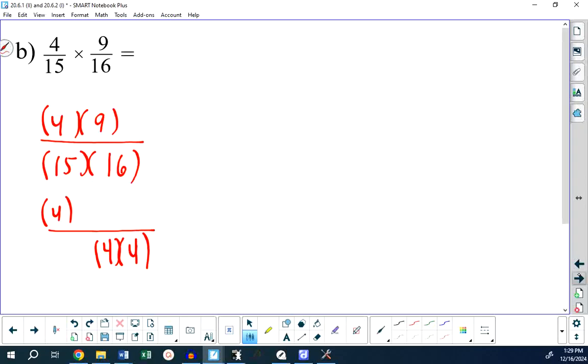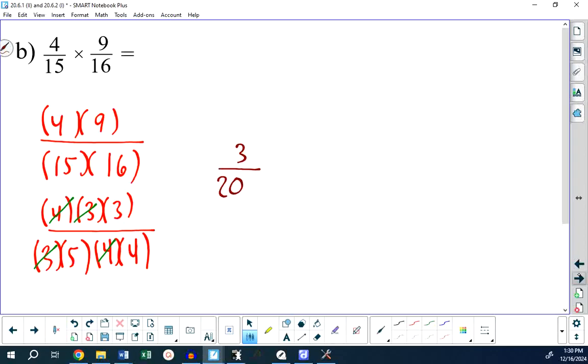Is there a common factor between 9 and 15? 3. So why don't I write the 9 as 3 times 3 and the 15 as 3 times 5? So the difference is this. When we get to the rational expressions in a minute, we want to factor everything completely, which means the 4 would be a 2 times a 2, but I don't think we need to with numbers. Cancel a 4 and a 4, a 3 and a 3. I have a 3 on the top, a 5 on the bottom, a 4 on the bottom. That's it. I'm left with 3 over 20.